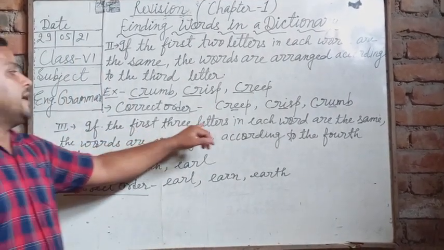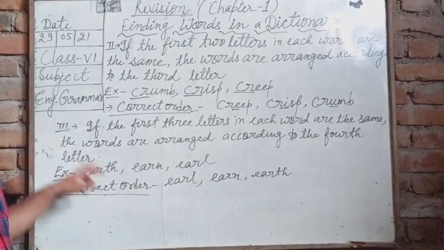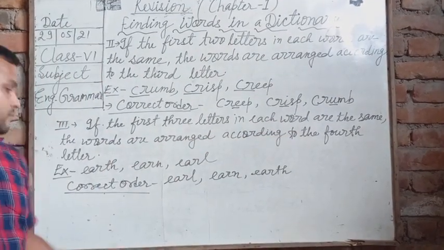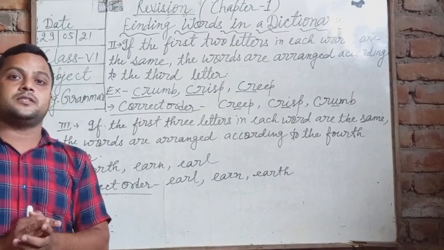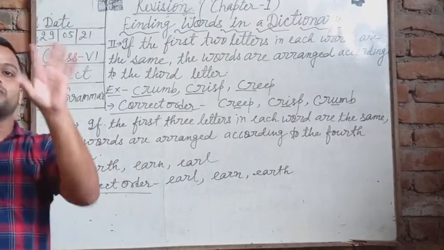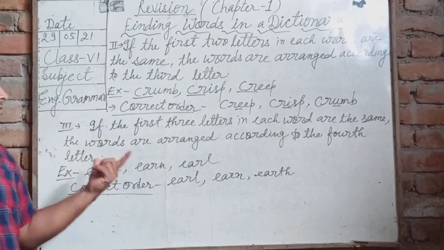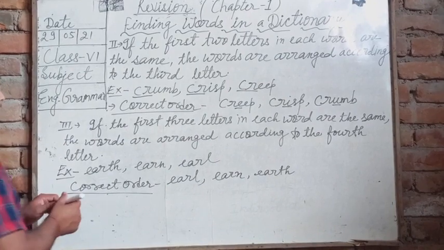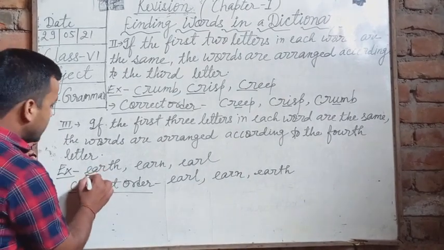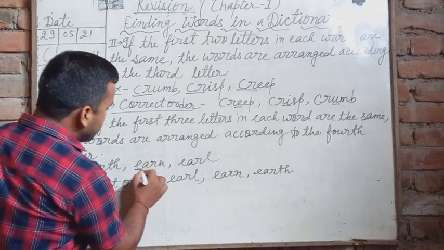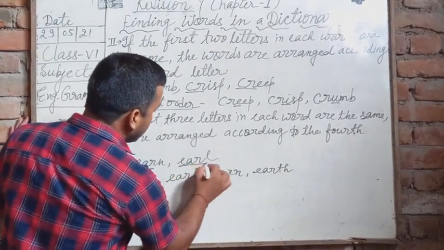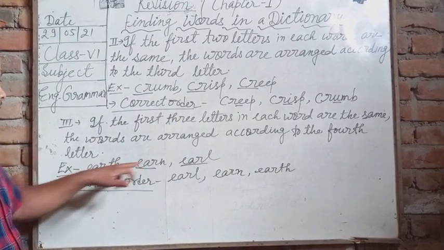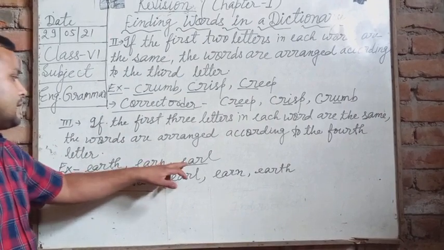Now see the third point. If the first three letters in each word are the same, the words are arranged according to the fourth letter. Now see the example: earth, earn, and earl. So the first three letters in each word are the same: EAR, EAR, EAR.